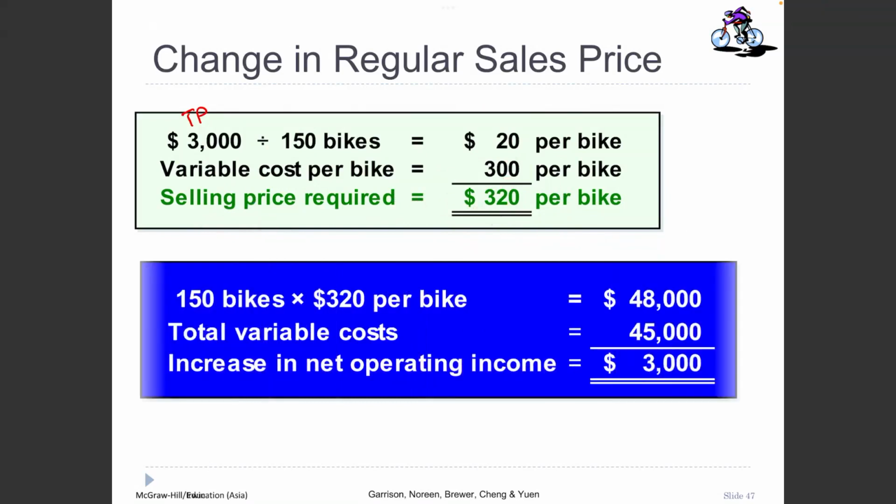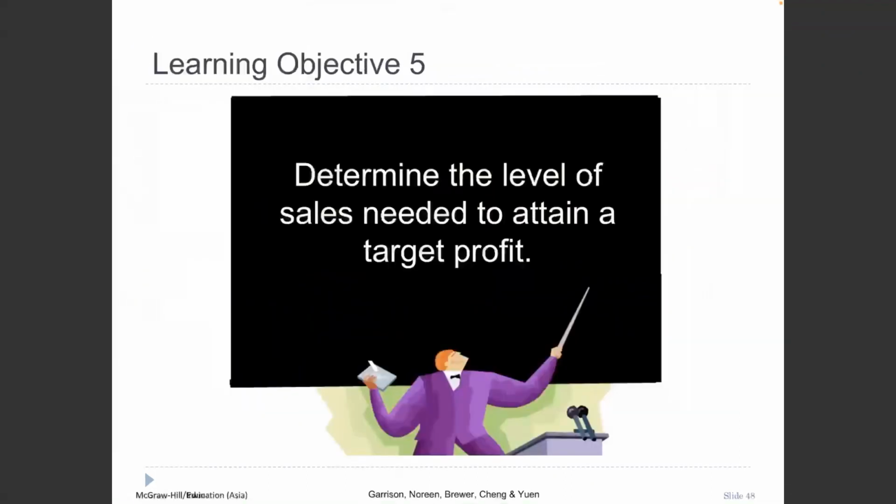Okay, so you can see here 150 bikes multiplied by 320 per bike. This is the new selling price for the extra additional 150 bikes. So you will get a total sales of 48,000. And then your total variable cost for these 150 additional bikes is 45,000. Okay. Then your increase in net operating income will be 3,000. Okay, so this is how you can set the sales price.